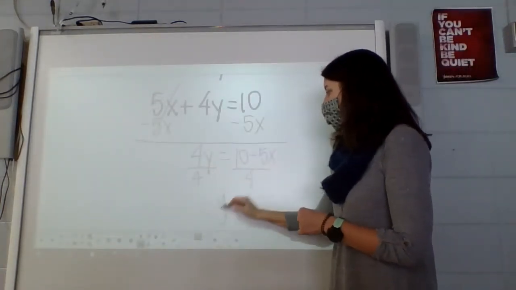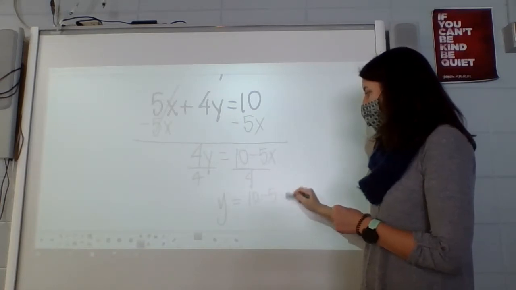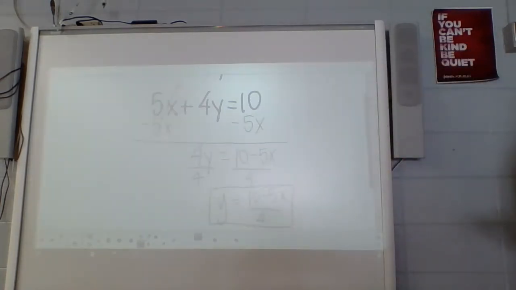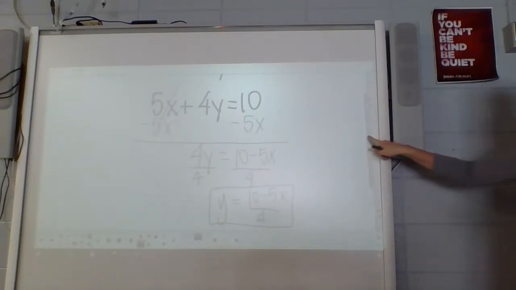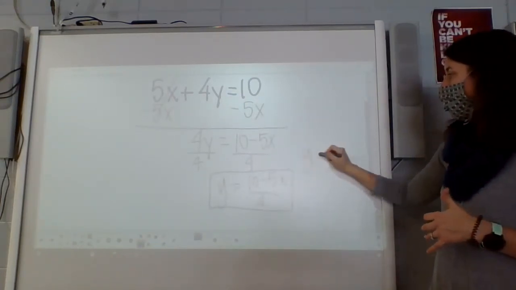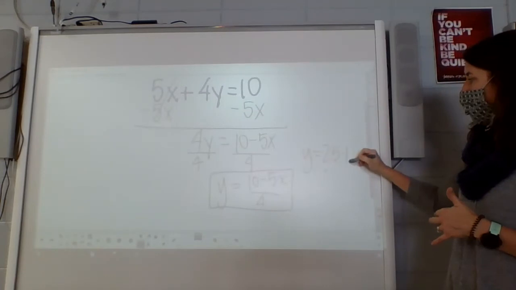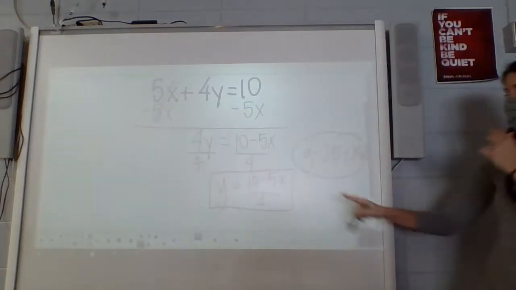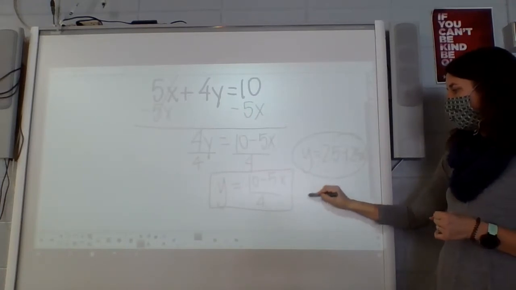Now, you can leave it this way. Some of you left it like this, perfectly fine with me. Some of you can't stand to leave it that way, so you divide each of them and you get decimals. So you get y equals 2.5 minus 1.25x. That's perfectly fine.